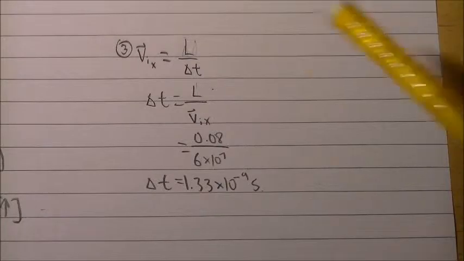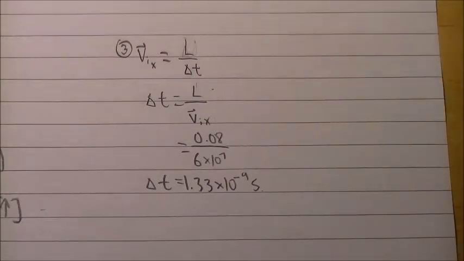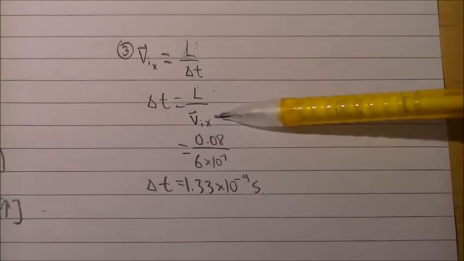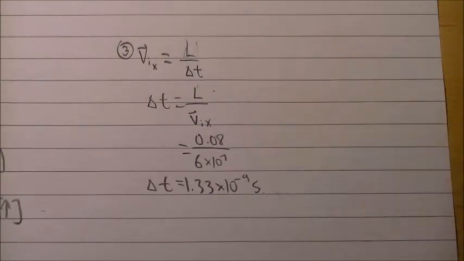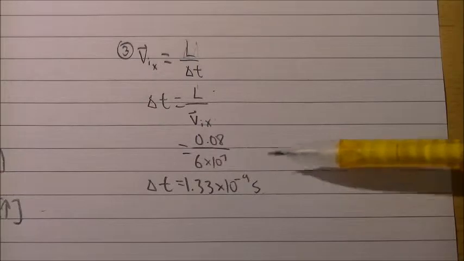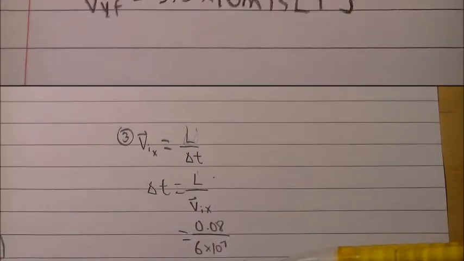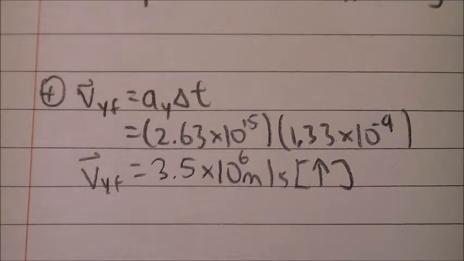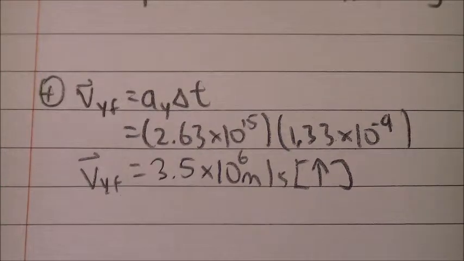Then we can use the horizontal components to solve for time, because we know that time is the same for both the horizontal component and the vertical component. And we can solve for time by dividing the length of the parallel plates by the initial horizontal velocity. By subbing in the values, we will get a time of 1.33 times 10 to the exponent of negative 9 seconds. With the acceleration in the vertical direction and the time, we can now solve for the final vertical velocity of the electron as it leaves the parallel plates.